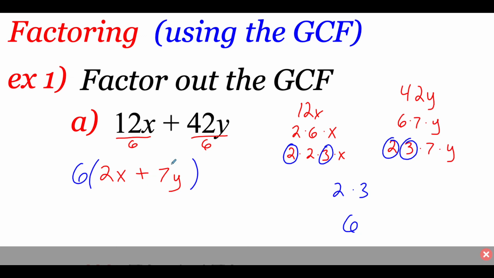Now this is actually going to be your final answer, but I said that factoring out a GCF was kind of like the reverse of the distributive property. So one thing that we can do to check our answer is try to redistribute that thing that we took out, and it should give us back the original polynomial that we started with. So I could multiply this 6 back in to check to make sure that I do get that polynomial that I started with. But our final answer, like I said, is 6 times 2x plus 7y.